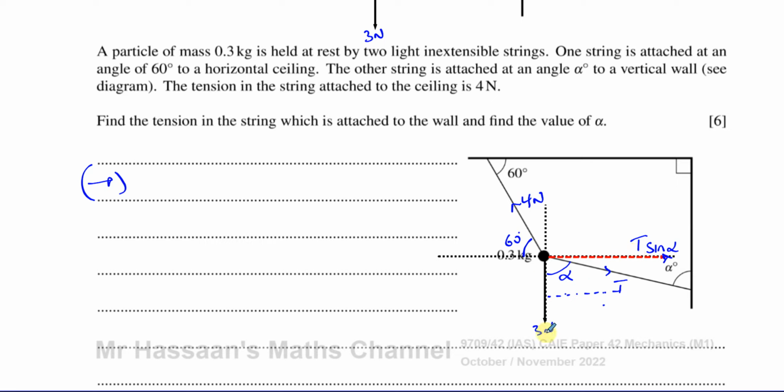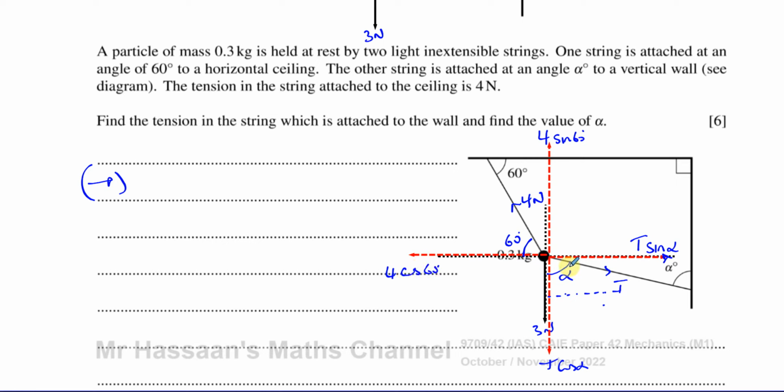And if I want to resolve in this direction, that's going to be T going into the angle, cosine alpha. You can think about it as resolving on the adjacent side, which is going to be T cosine alpha. And for this 4 newton force, you're going to have the vertical component going upwards, which, again going away from the angle given, is going to be 4 times sine 60. And here, going into the angle given, we'll say 4 times cosine 60.